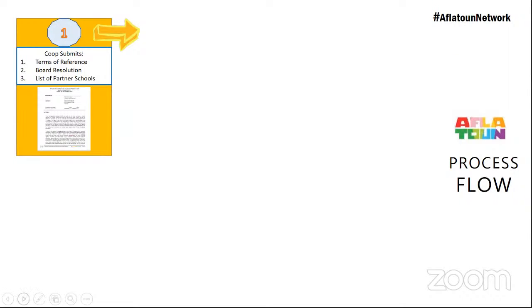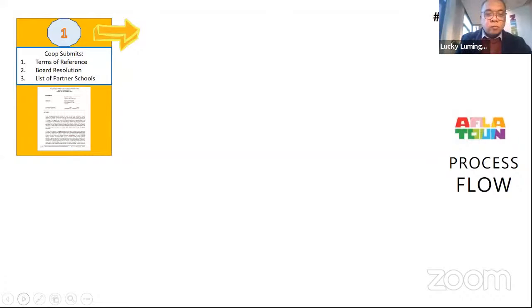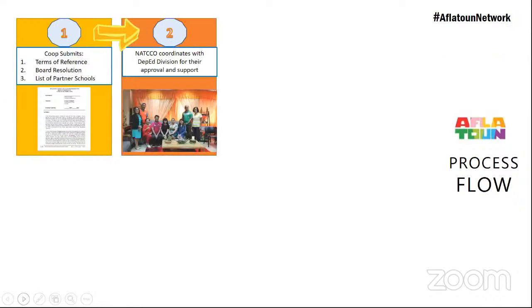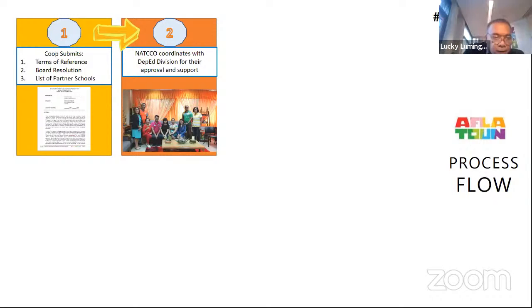So this is the Aflatoun process. First, NATCO presents the program to the cooperative. And then the cooperative chooses public elementary schools near it that can be possible partners. And then after that, NATCO requests the DepEd Division Office regarding the program's implementation in the chosen schools. DepEd National Memo number 228, series of 2008, already approved the nationwide implementation of the program. And then next is the coordination with the DepEd Division and district offices. And NATCO and the cooperative work for the implementation of the program in the area. Next, Lucky, please.